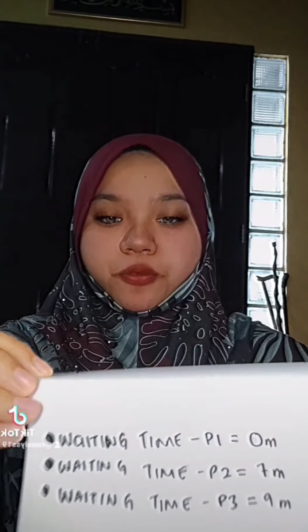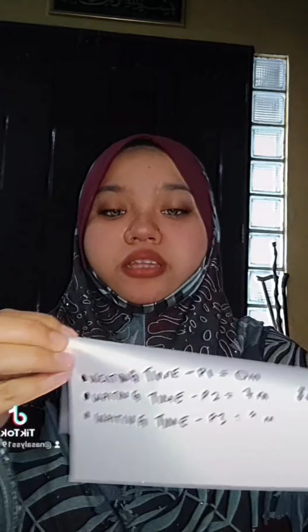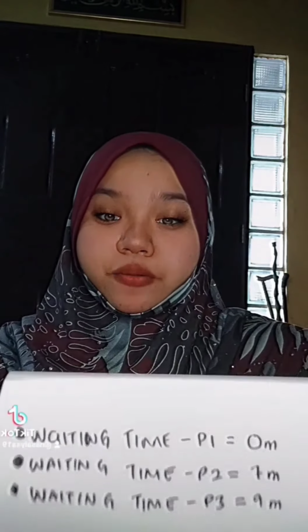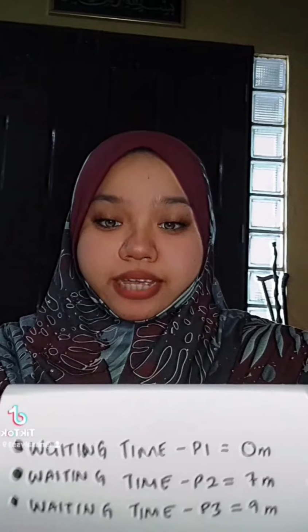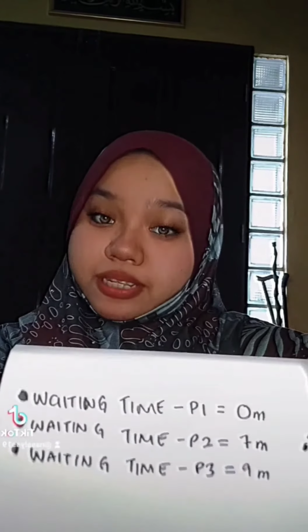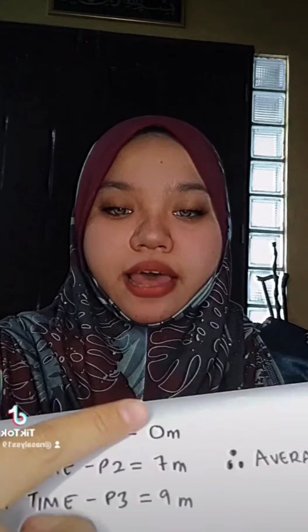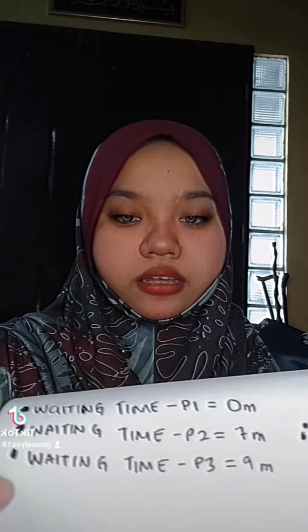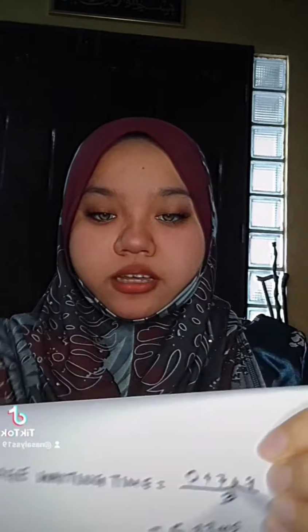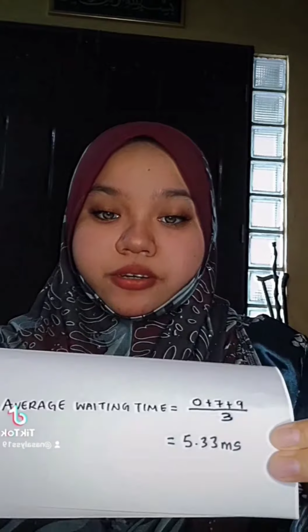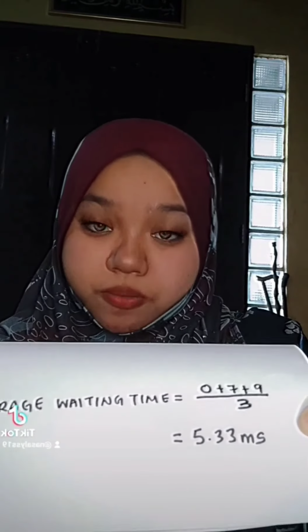So what is the average waiting time? What is the waiting time for P1? The waiting time for P1 is 0 milliseconds, while the waiting time for P2 is 7 milliseconds, and the waiting time for P3 is 9 milliseconds. So what is the average for all three? All we have to do is add the waiting times of P1, P2, P3, and divide by 3 because we have 3 processes. So the answer will be 5.33 milliseconds.